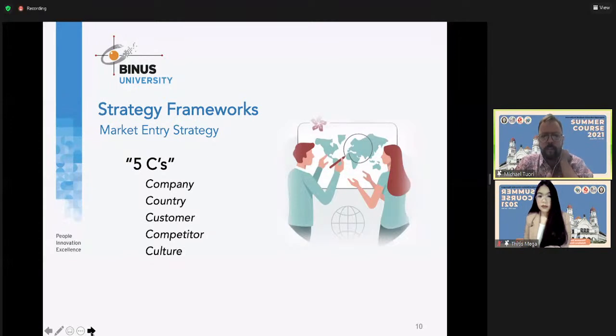So the 5 C's that we're looking at is first the company, second the country, third is the customer. Then we want to look at the competitor and the culture. And these go in order. You can't look at the competitors first and then look at the company. You have to go one by one through these steps, and you're going to use what you find in each analysis to inform the next analysis. So it goes step by step.